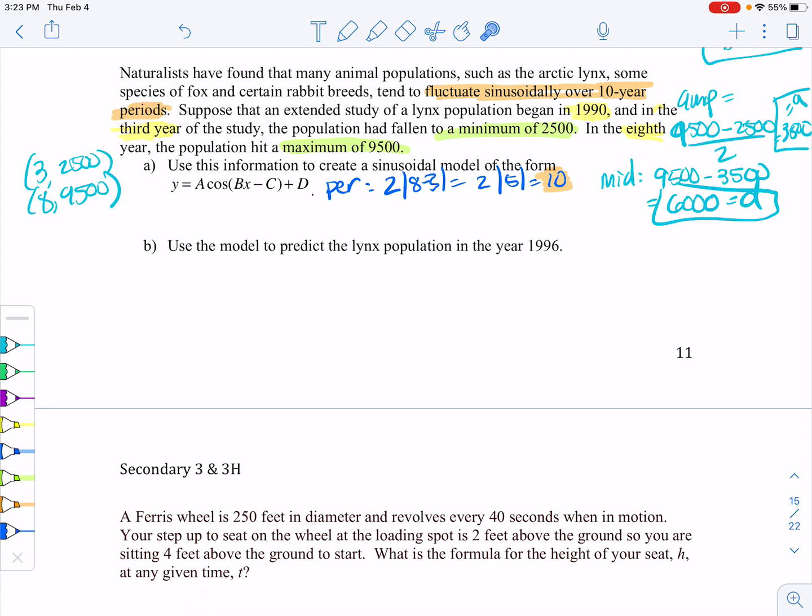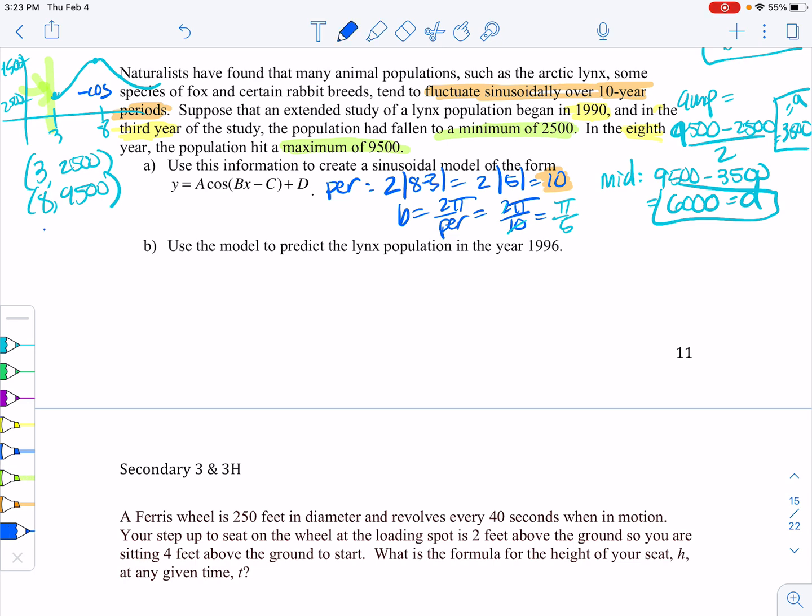But we still need the b value. The b value we find by doing 2 pi divided by the period. So in this case, since the period is 10, we're going to do 2 pi tenths, which then simplifies to pi fifths. Okay. Now I'm going to draw a quick representation. So 3 and 8. At 3, we're at 2,500, and at 8, we're at 9,500. So my picture kind of looks like this, which means it's a negative cosine graph. It also means that I've got this horizontal shift that it's gone right by 3.